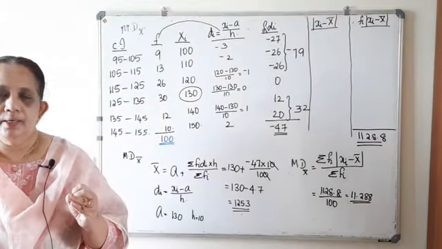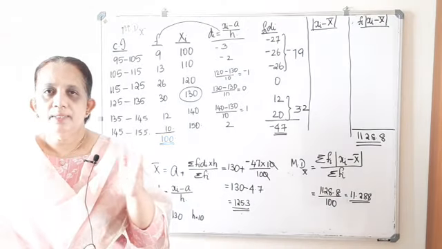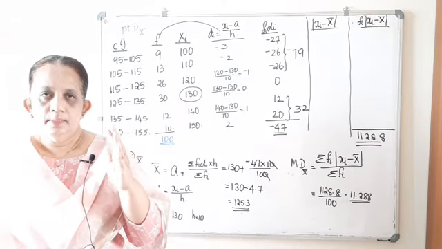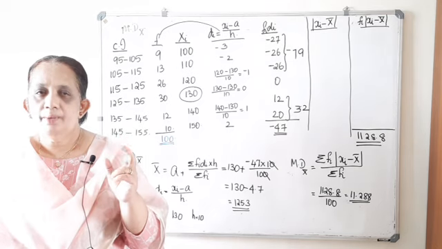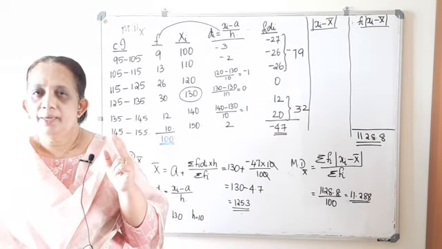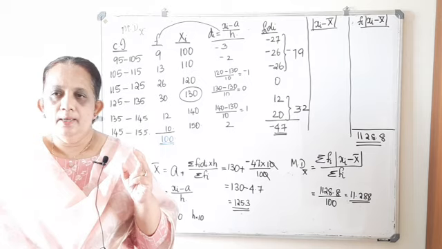Measures of dispersion. Measures of dispersion you studied about three: range, mean deviation about mean, mean deviation about median, and standard deviation. Range.